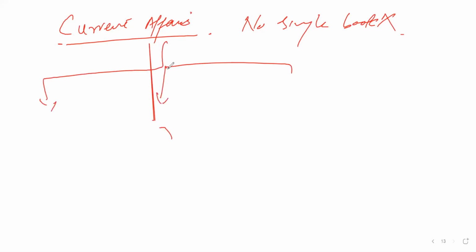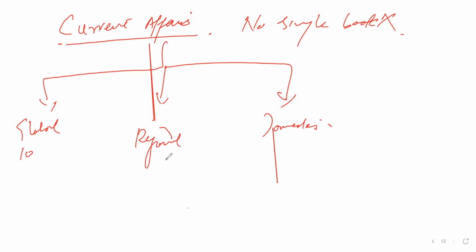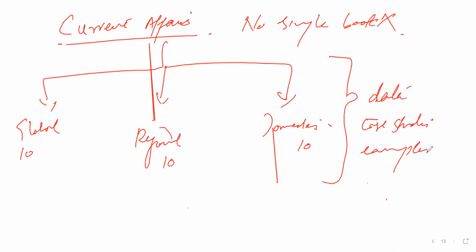A balanced approach consists of global topics, regional topics, and domestic topics. At minimum, you must have at least 10 topics. You prepared well with data, with case studies, with examples, name it anything. But a balanced approach is very much relevant.